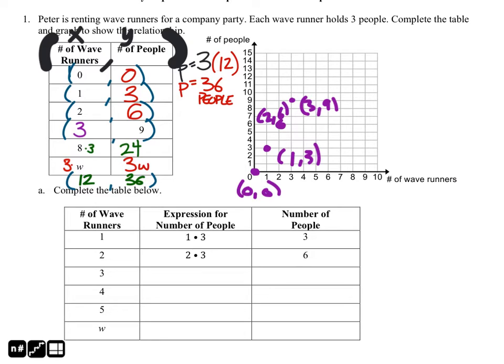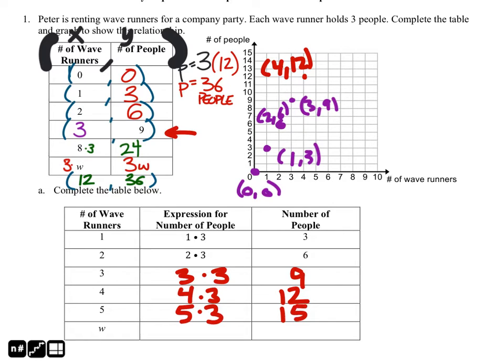Alright, complete the table below. So we're just using the same idea. If I have the expression for number of people, we've got 3 wave runners times 3 people each, 9. And we already had that point right here. And then if we had 4 wave runners for 3 people each, 12. And we could put that on the graph right here for 12. And then we got 5 wave runners for 3 people each, 15 people. So it would be W times the 3, but we usually write it as 3W, either way.